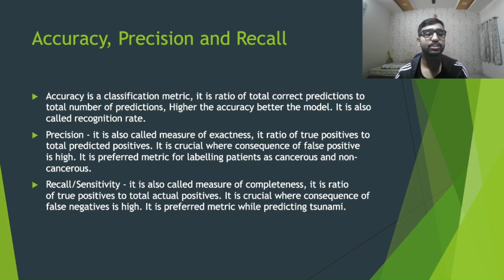So now let's first look at accuracy, precision and recall, and how precision and recall are of more importance than accuracy with certain examples. Accuracy is a classification metric. It is a ratio of total correct predictions to total number of predictions. Higher the accuracy, better the model. It is also called recognition rate.